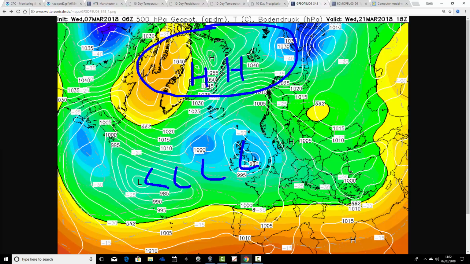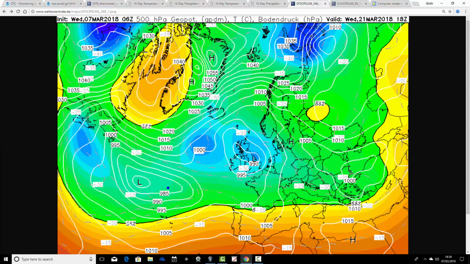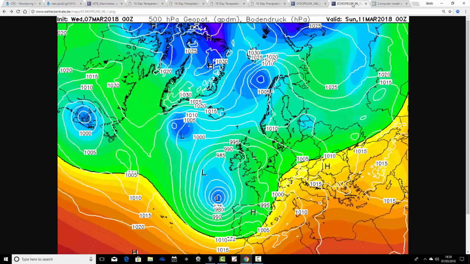I'm not saying the blocking will come back onto our side of the pole and of the Atlantic and turn things very cold, but I think we are at a greater than normal probability or possibility that that could happen this year due to the sudden stratospheric warming that occurred back in February. So we will need to keep a close eye on it.